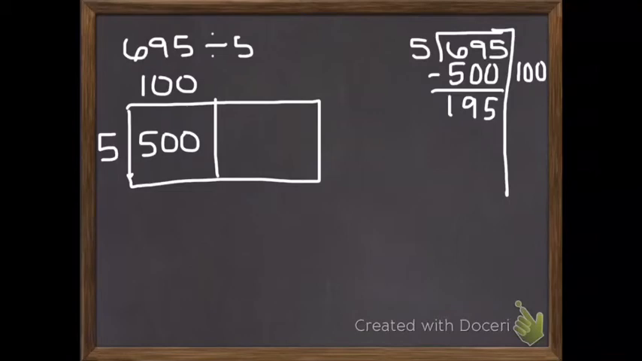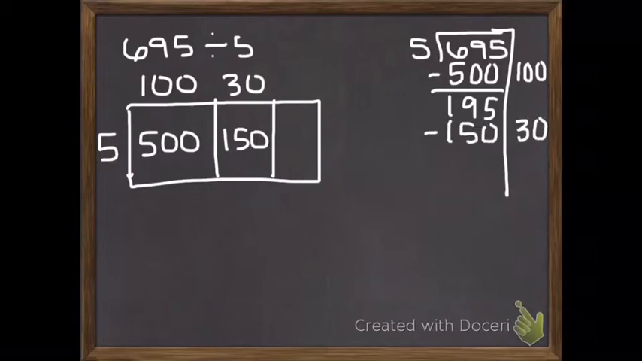So I think I'm going to go with 5 times 30, which we decided was 150. I can write that over here. I did 5 times 30 was 150, and I just subtract that from my dividend to see where I'm at. I have 45 left. So I'm thinking 5 times what can get me close to 45?